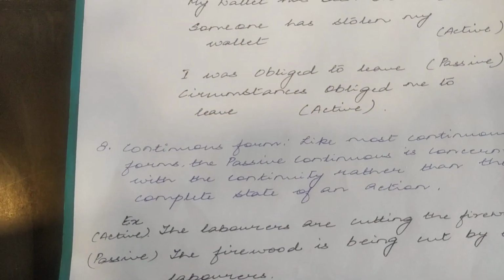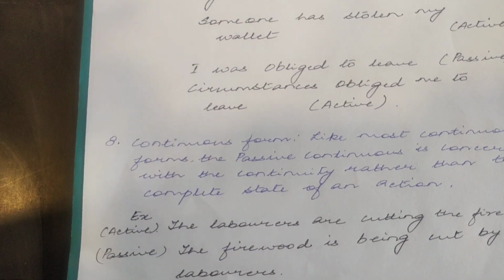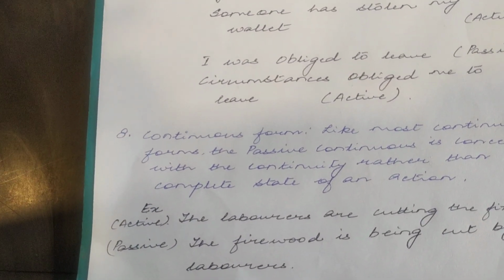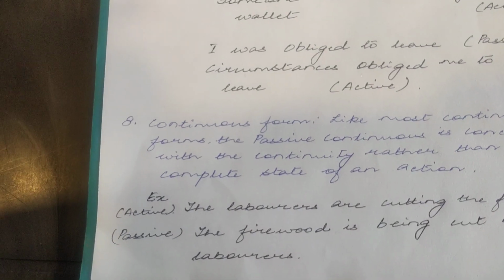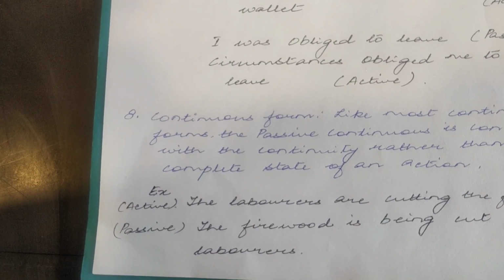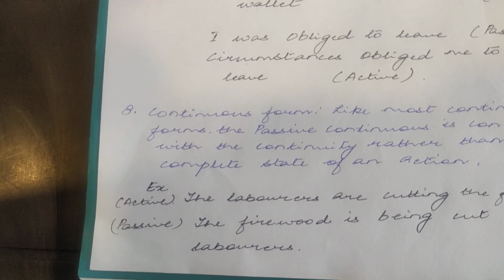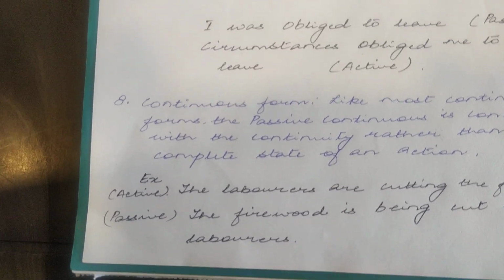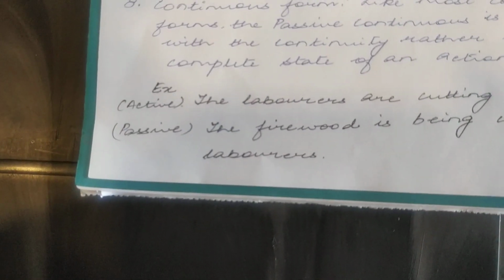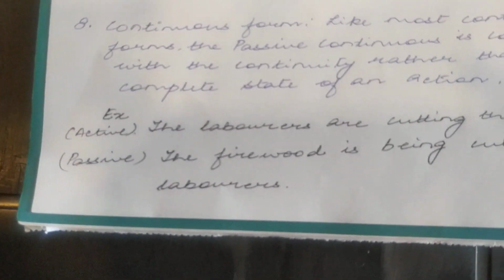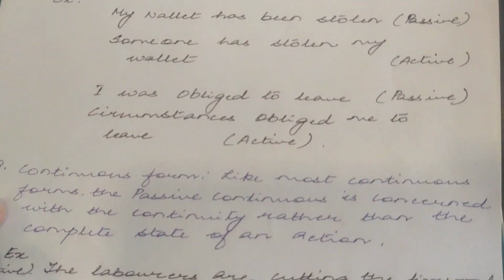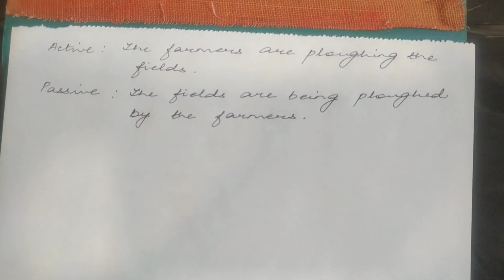The next we come to is the continuous form. Like most continuous forms, the passive continuous is concerned with the continuity rather than the complete state of an action. Example, the laborers are cutting the firewood. The firewood is being cut by the laborers. The next example, the farmers are plowing the fields. The fields are being plowed by the farmers.